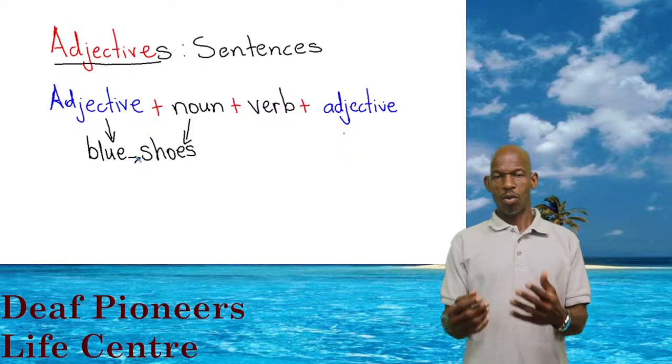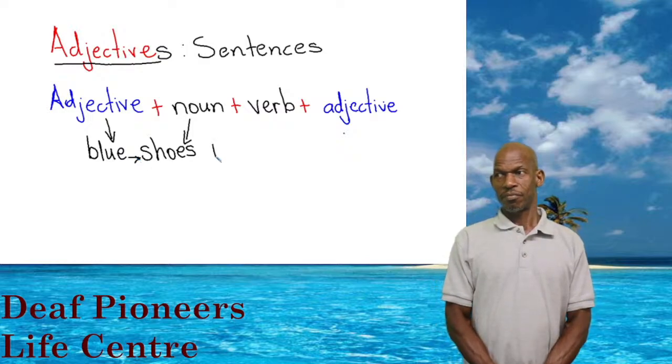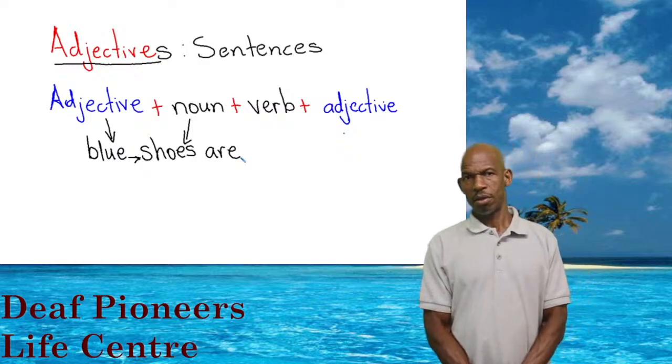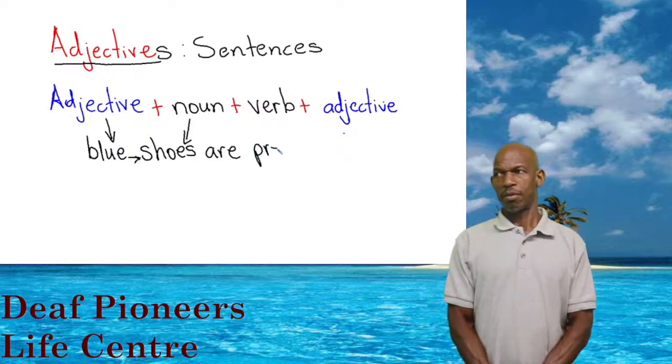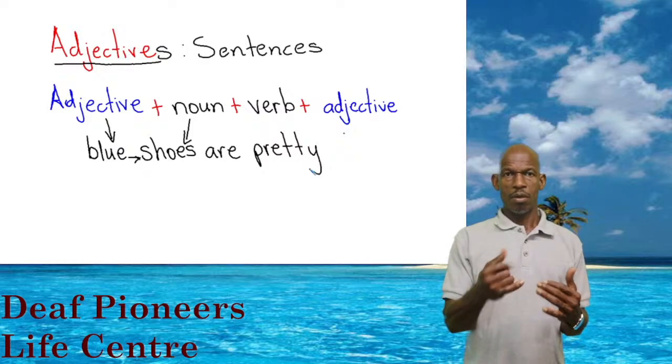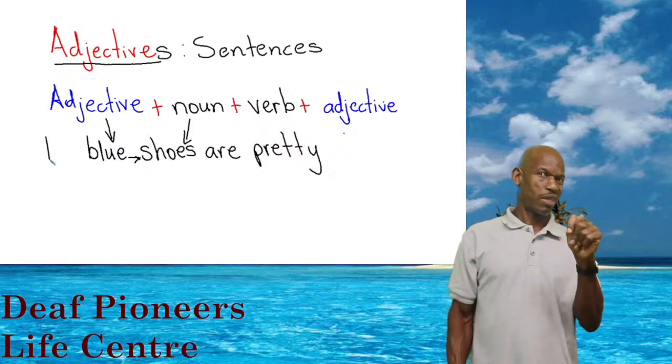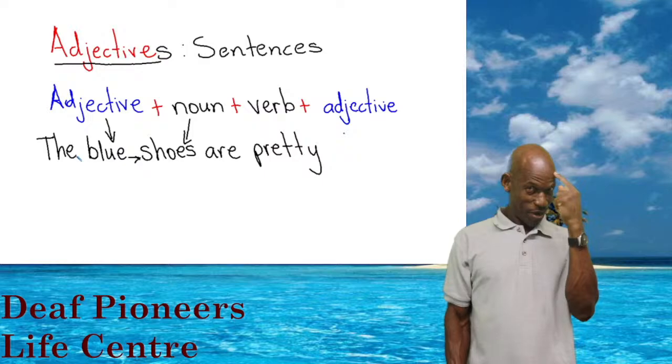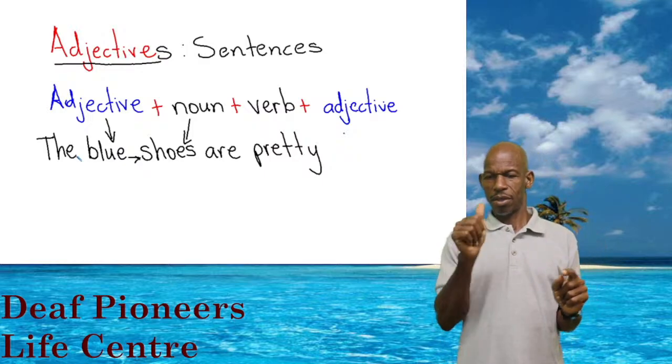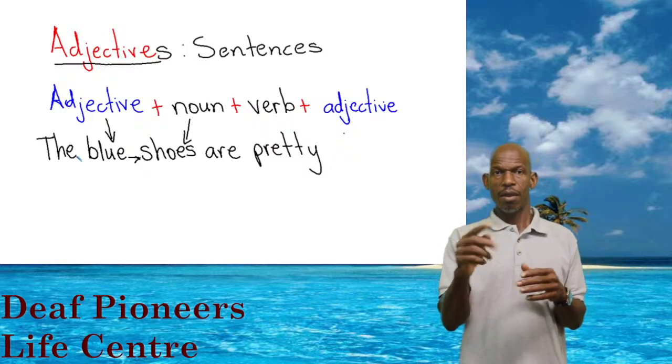The blue shoes is, or if talking about more than one, we say are. The blue shoes are, and we have an adjective, pretty. Now at the beginning here, remember the a and the an? Now it's more than one, so I have to put the. You have to use this word, the. So we have the blue shoes are pretty.